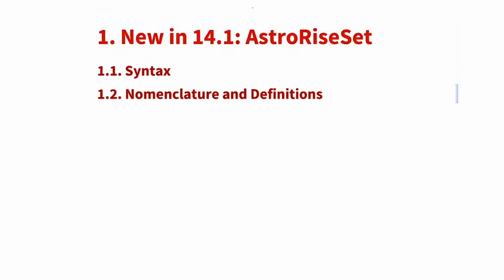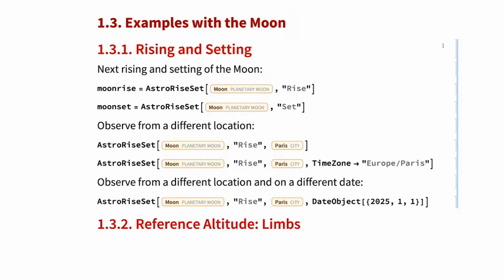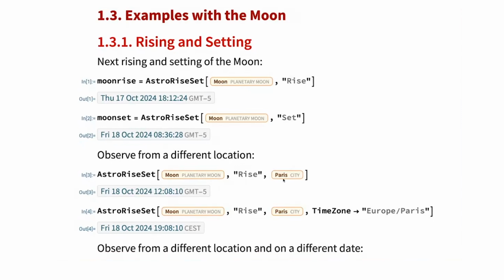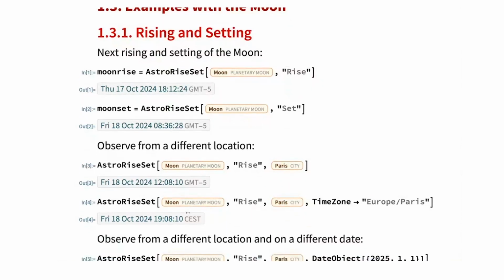Let's see examples. First, with the moon, we compute these things. And so we see that the next rise of the moon will be on this date, later today. The next set will be tomorrow. We can observe from a different location, say Paris. We will get this. And of course, in order to get the right date or time for that location, we have to use the time zone corresponding to Paris. And that's the time at which people in Paris will see the moon rise.